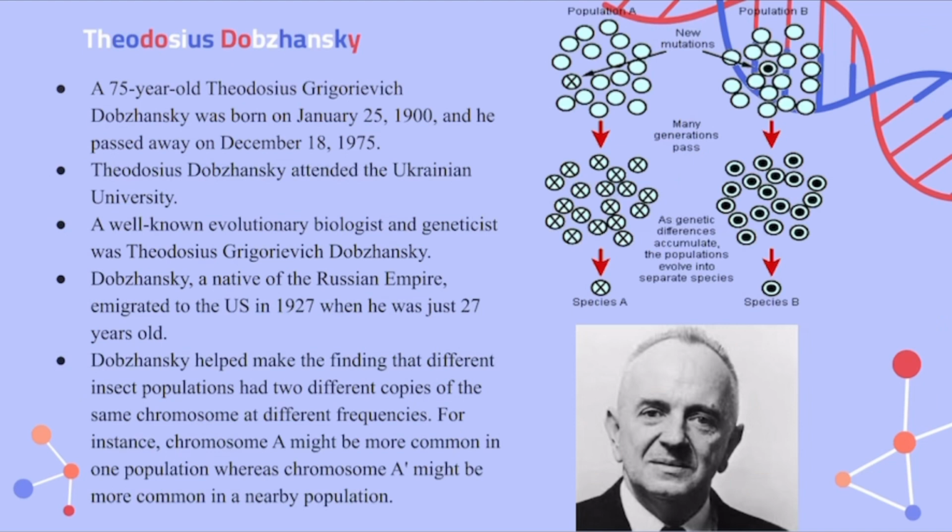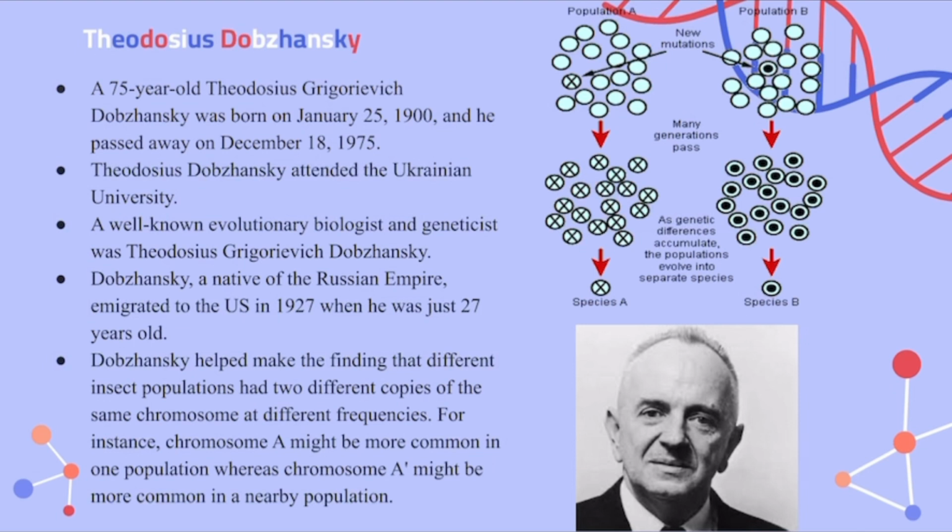Theodosius Gregorievich Dobzhansky. Theodosius was born January 25, 1900, and he died on December 18, 1975, aged 75. Theodosius studied at the University of Kiev. Theodosius was a well-known evolutionary biologist and geneticist. Because of his contribution to the development of the modern synthesis, he was a key figure in the field of evolutionary biology. Dobzhansky, a Russian Empire native, immigrated to the United States at the age of 27 in 1927.